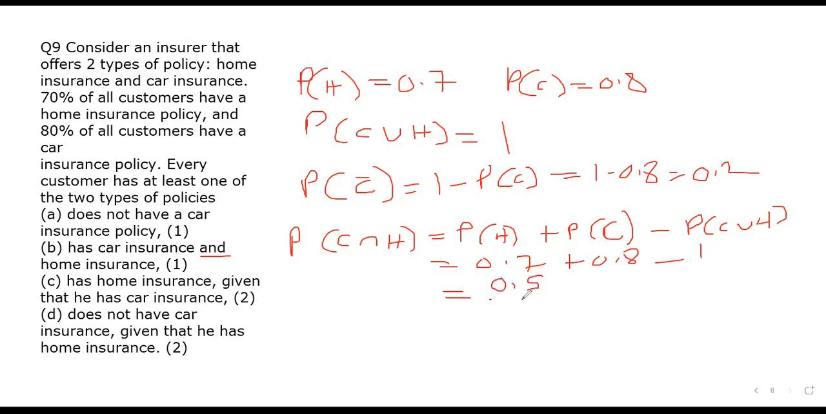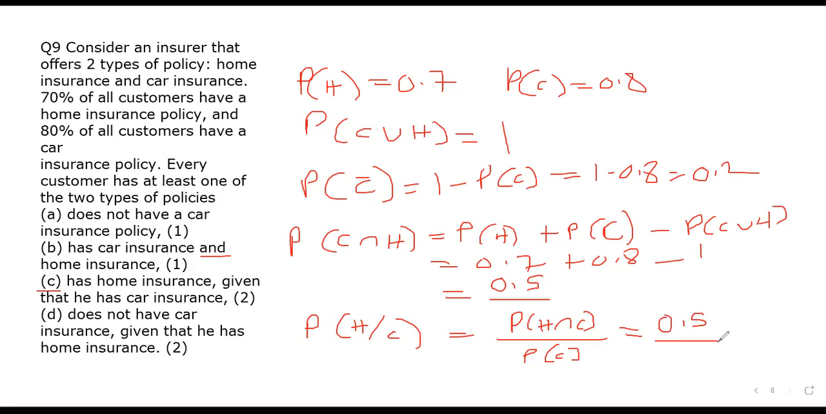So that is the intersection. Then part C: has home insurance given car. Probability of home given what? Car. So what goes down there? Car. On top we have what? Home intersection car. Remember, this is base theory. H intersection C is the same as C intersection H. So 0.5, then probability of C is 0.8. So we divide 0.5 by 0.8. So we get 0.625.